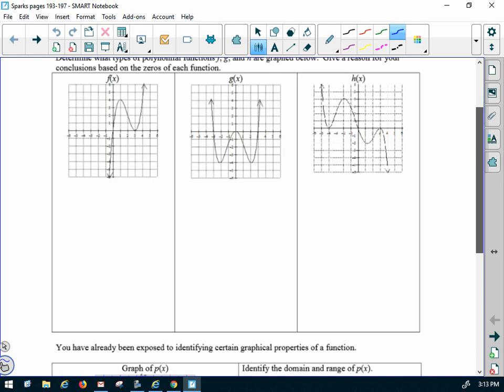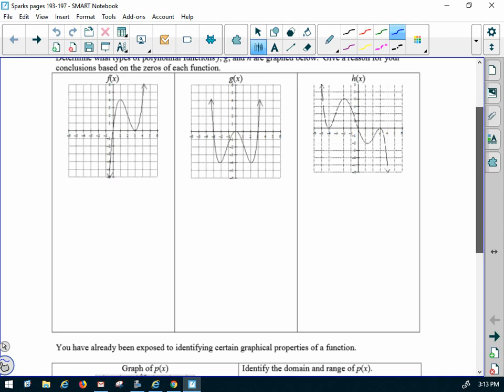Right? Now, Braden said something. He said the end behaviors are different. So that does tell us that the degree is going to be odd, right? But I think the instructions said based on zeros. Look at G. What kind of graph do you think G is?